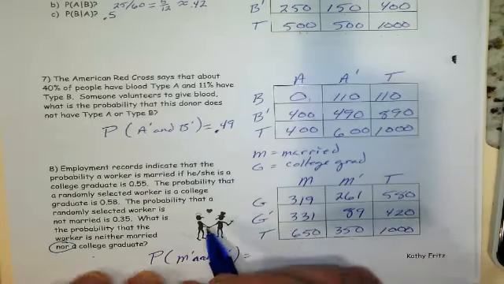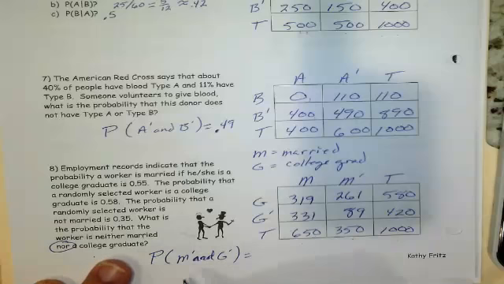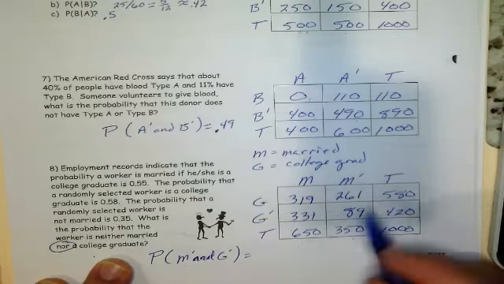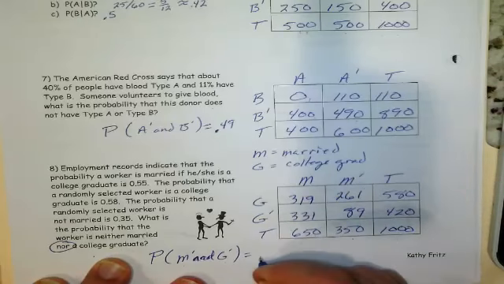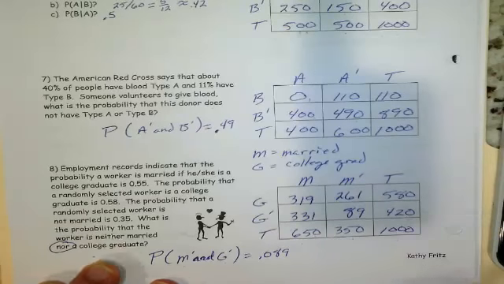Okay, then it asks, what is the probability that the worker is neither married nor a college graduate? So here we go again. Married prime, graduate prime, this prime. None of those occur. That is 0.089, or 8.9%.